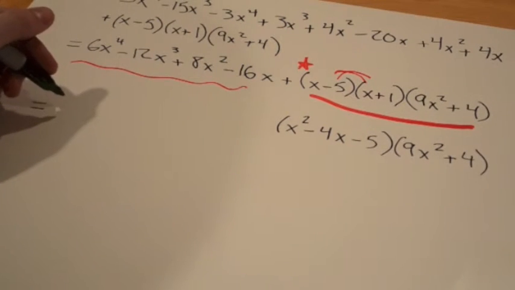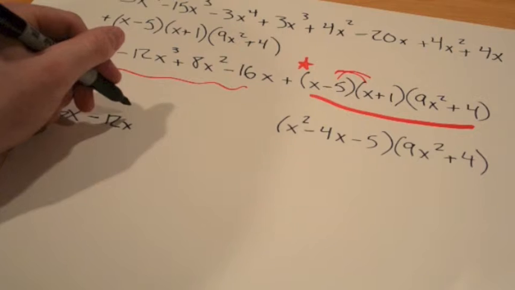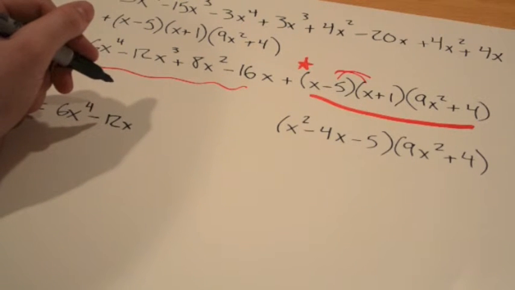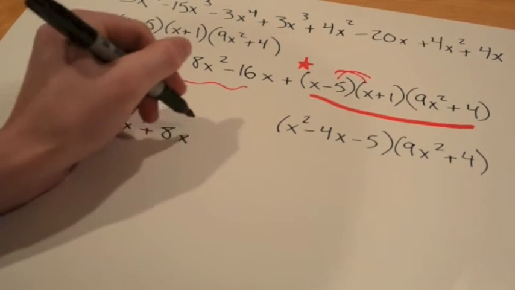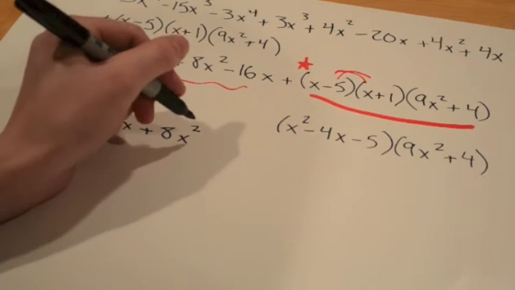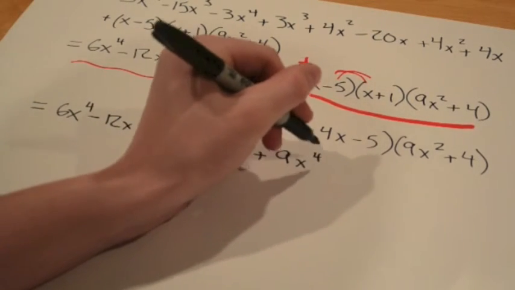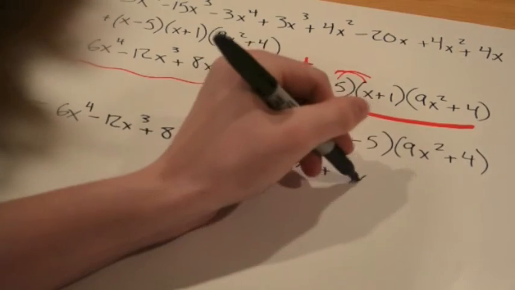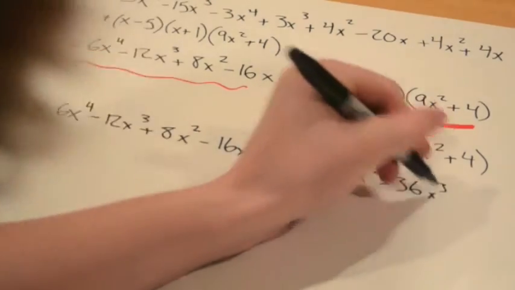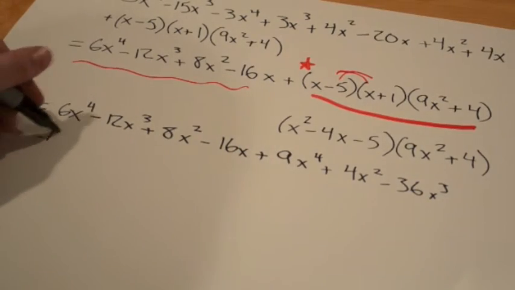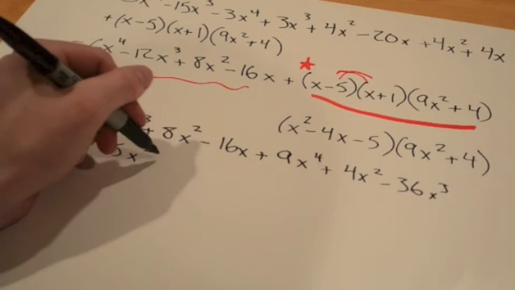let's see, 6x to the fourth minus 12x to the third plus 8x squared minus 16x plus 9x to the fourth plus 4x squared minus 36x to the third minus 16x minus 45x squared minus 20.